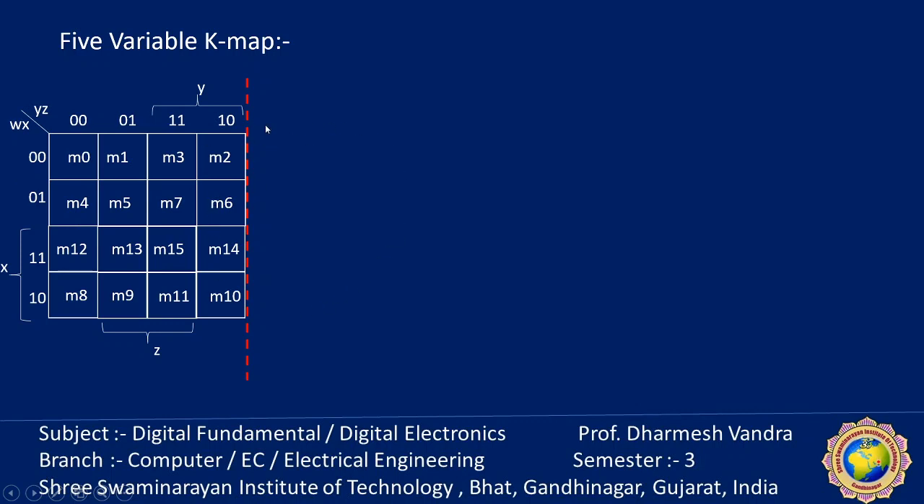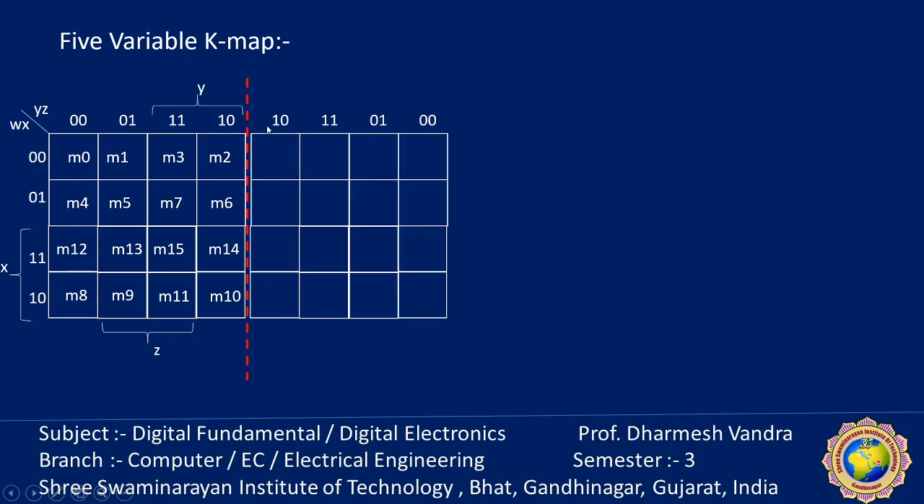But the first row is the combination of the last row, the second row is the second last row, the third row is the third last row, and the fourth row is similar to the first row, as a mirror image. So this column will be represented by 1 0, the second column by 1 1, the third column by 0 1, and the last column by 0 0, while the row variables remain the same.